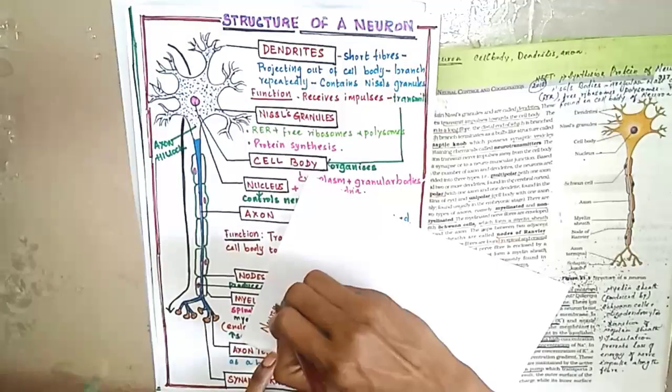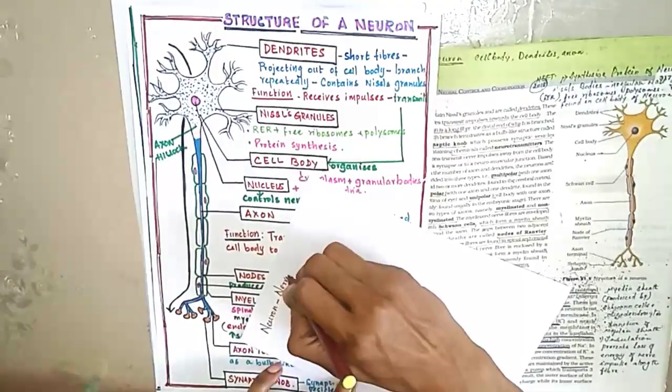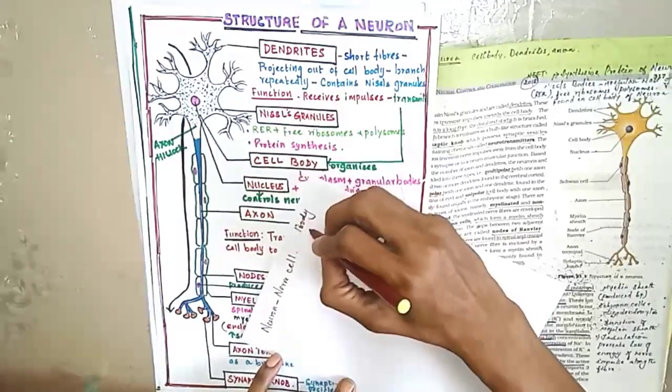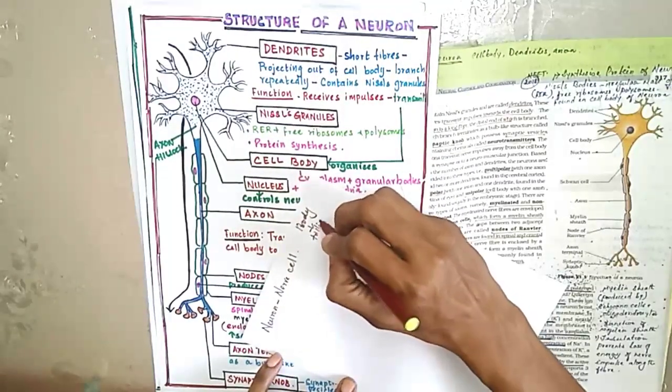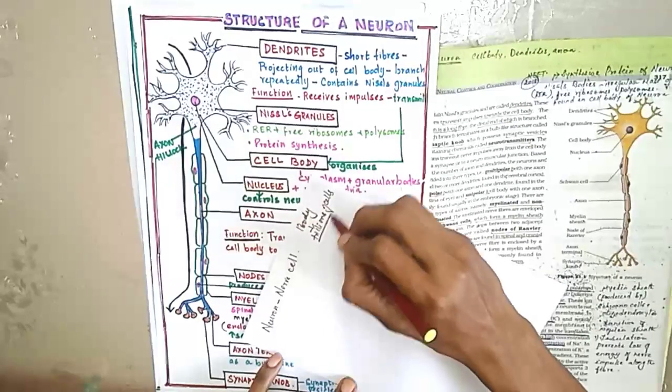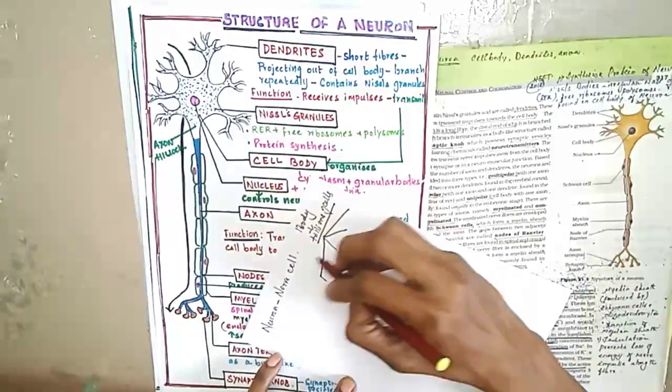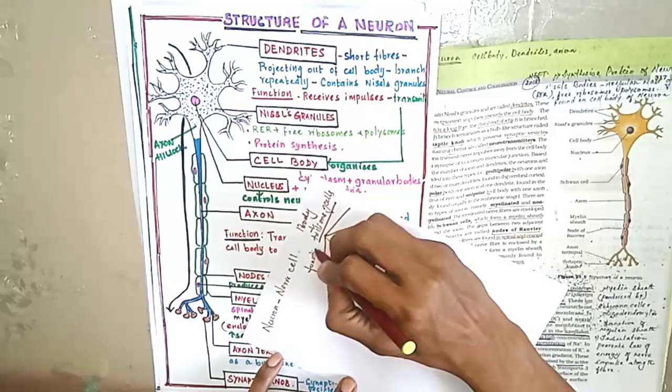So neuron is also called as nerve cell. Neuron is otherwise called as nerve cell. Our human body is made up of trillions of cells. Among these trillions of cells, you divide the cells into different types based on their function, based on their work they do.